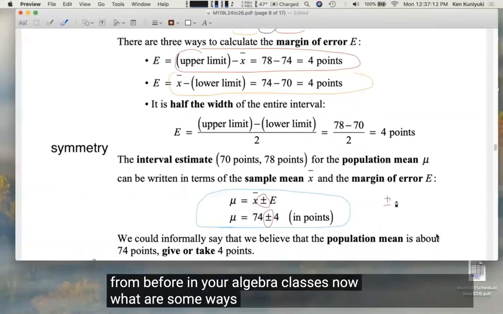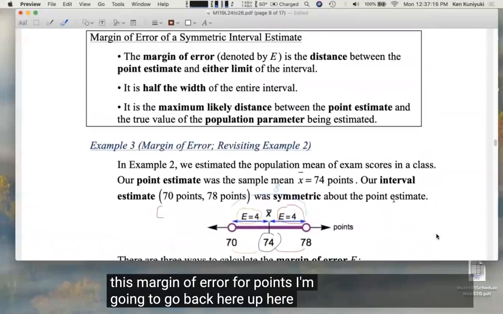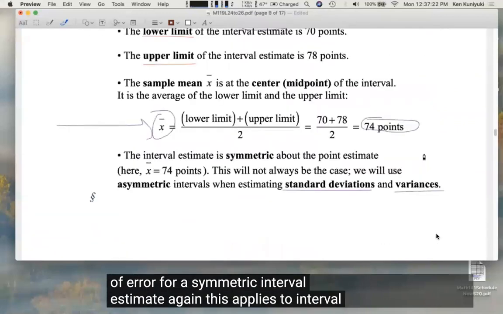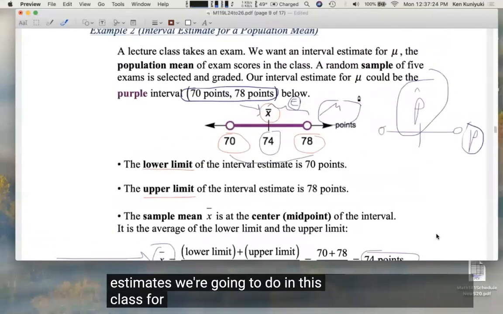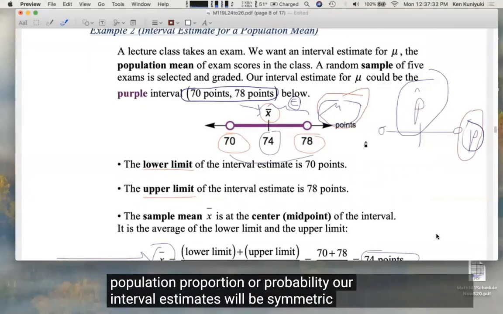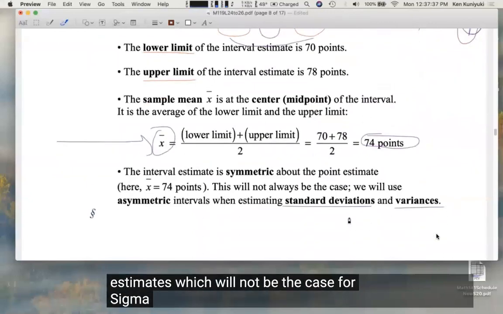Now, what are some ways that you can interpret this margin of error, 4 points? I'm going to go back up here. The margin of error for a symmetric interval estimate. Again, this applies to interval estimates we're going to do in this class for mu, a population mean, or P, a population proportion or probability. Our interval estimates will be symmetric about their corresponding point estimates, which will not be the case for sigma or sigma squared.